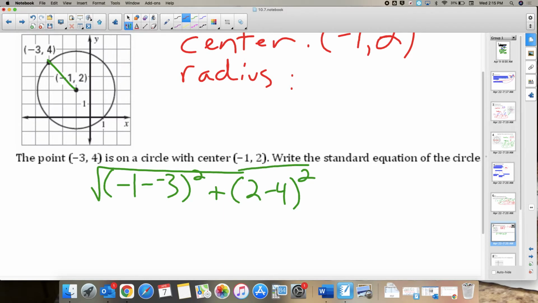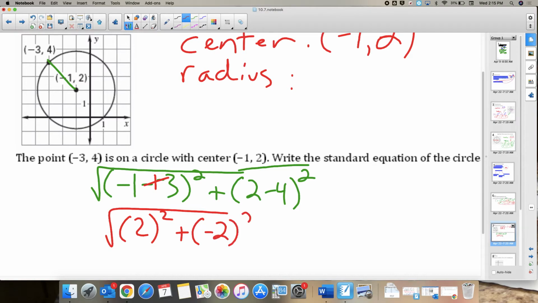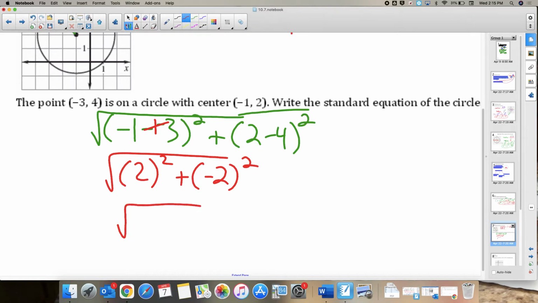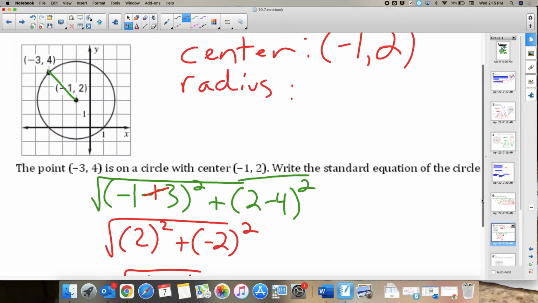Negative 1 minus negative 3 becomes negative 1 plus 3. So we have 2 squared. 2 minus 4 is negative 2 squared. 2 squared is 4. Negative 2 squared is also 4. So we end up with a square root of 8. Now, I actually don't even care to simplify that or reduce that or put it as a decimal. And we're going to show why here in a second.